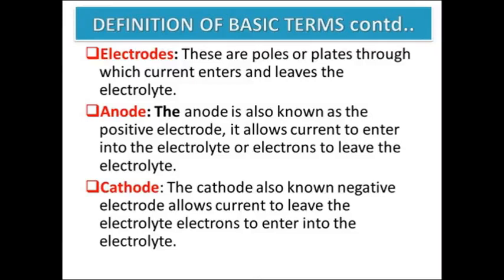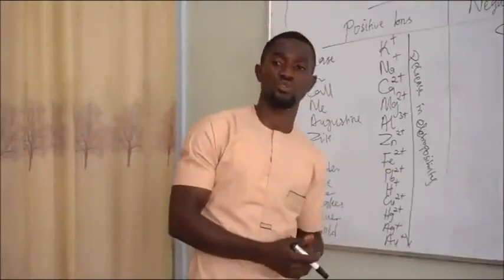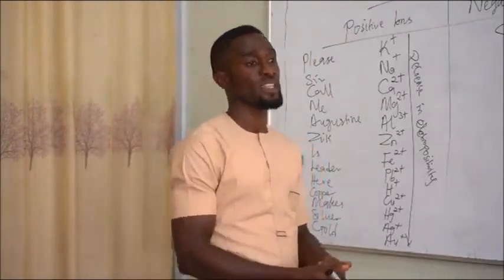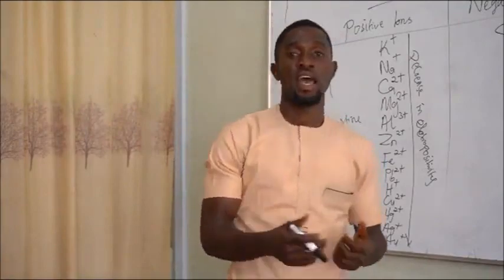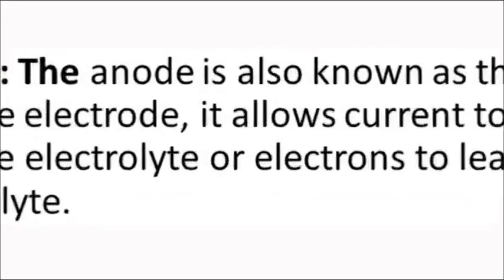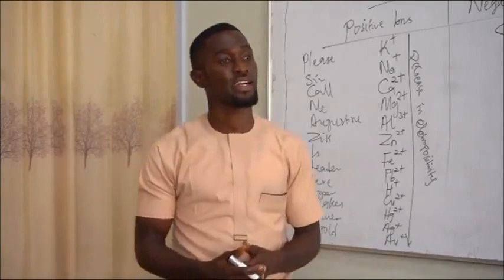I repeat, the electrodes are poles or plates through which current enters into the electrolyte or leaves the electrolyte. In the electrodes, we have the anode and we have the cathode. Now, what is an anode? An anode, or otherwise called the positive electrode, allows the passage of current into the electrolyte, or it permits electrons to leave the electrolyte. Then we have the cathode.